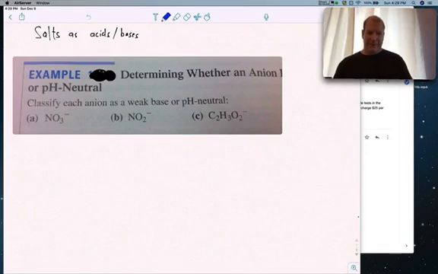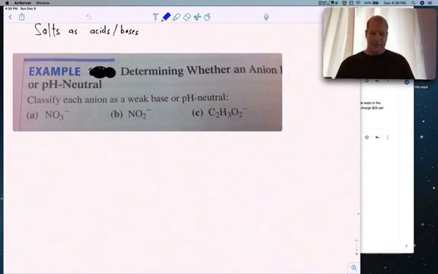Hello, welcome back. Time to talk about salts as acids and bases. Classify each anion as a weak base or pH neutral. So remember the strong acids.